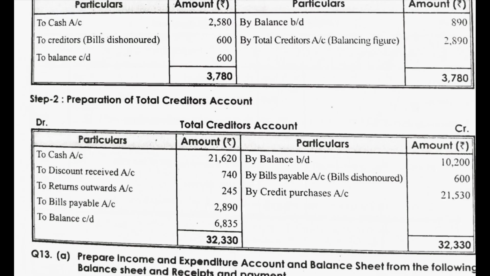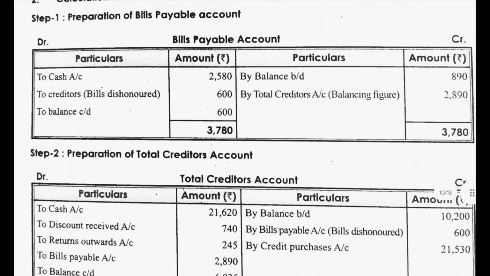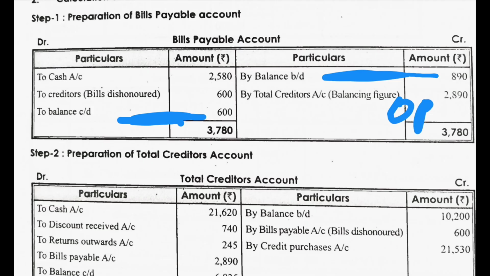This bills payable account is just opposite to the bills receivable account. In the bills receivable account, what we have done, opening balance we have taken on debit side, but in the bills payable account, opening balance we have to take on the credit side, by balance brought down. And closing balance we have to take on the debit side, to balance carried down. This is the opening balance of bills payable, this is the closing balance of bills payable. It's clear with the two items.